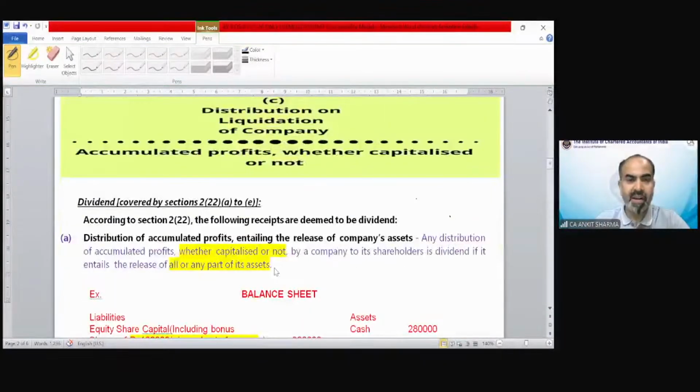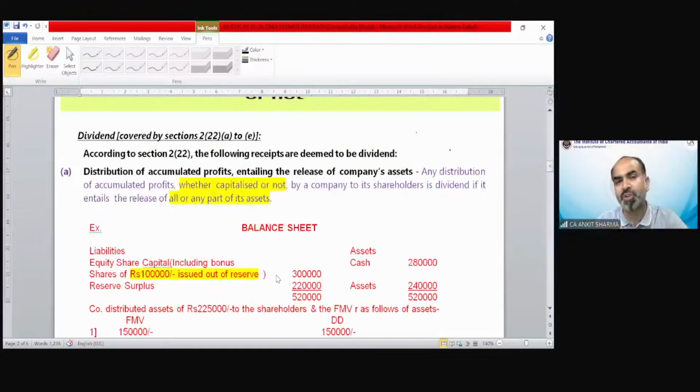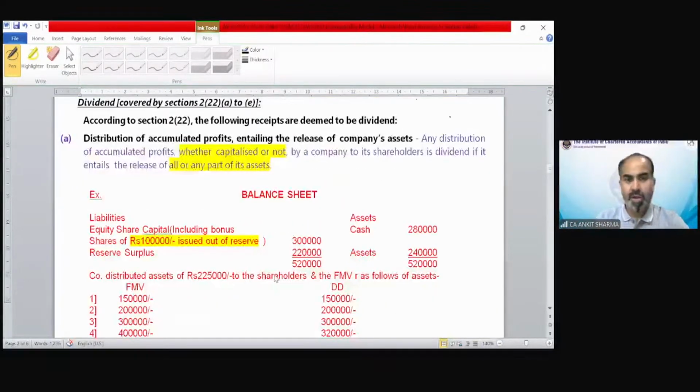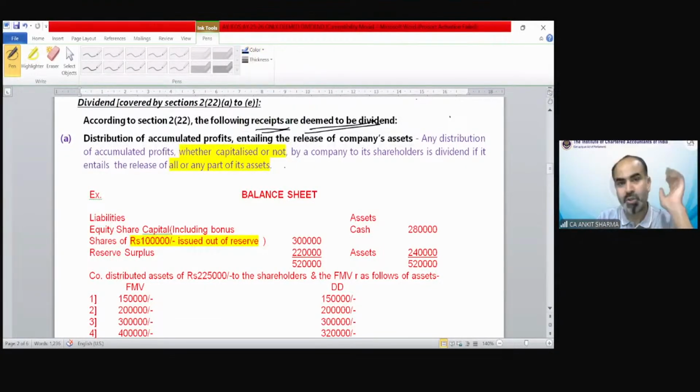So now dividend covered under section 2(22) A to E we are discussing. F is in the other part of income from other source. So first of all, we are going to discuss section 2(22)A, then B, then C, then D and E with example. So according to section 2(22), the following receipts are deemed to be dividend. And if something is going to be treated as dividend, that is going to be taxed under income from other source. Clear? We have discussed this thing earlier also.